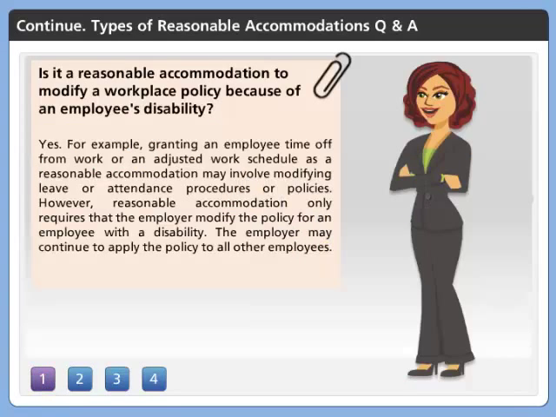Is it a reasonable accommodation to modify a workplace policy because of an employee's disability? Yes. For example, granting an employee time off from work or an adjusted work schedule as a reasonable accommodation may involve modifying leave or attendance procedures or policies. However, reasonable accommodations only require that the employer modify the policy for an employee with a disability. The employer may continue to apply the policy to all other employees.